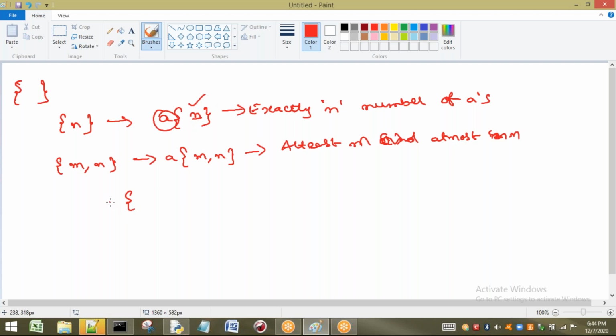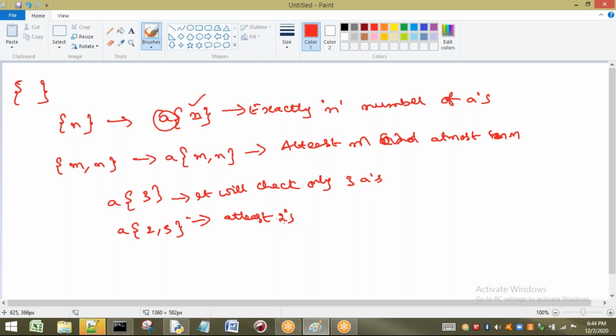So I will take one small example here. A of 3 I am going to write. The meaning of this one is it will check only for 3 A's. Okay. And if I am taking the same example for two arguments, that is A of 2 comma 3, here A of 2 comma 3 indicates at least 2 A's can be there, or at most 3 A's can be there.